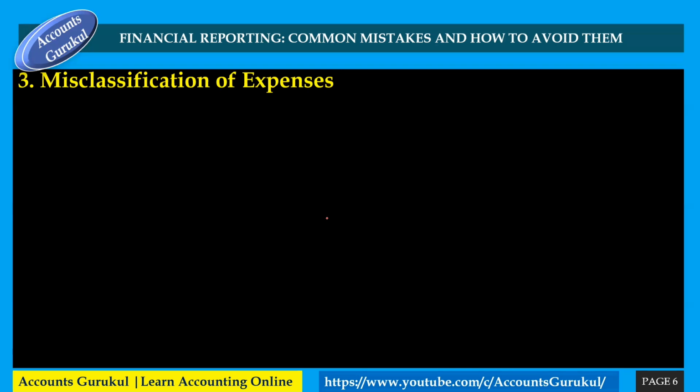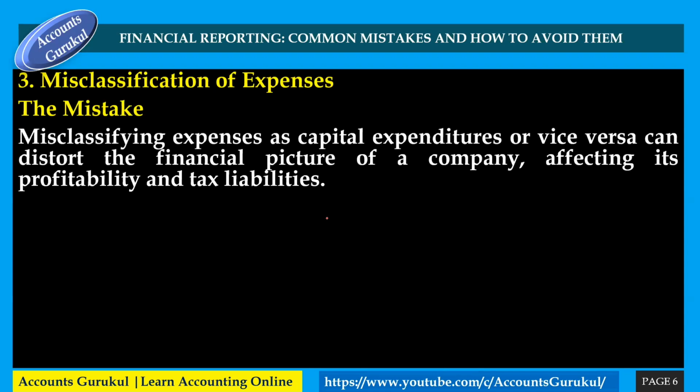So misclassification of the expenses means an expense that should be parked in the balance sheet as a prepaid expense, but you are hitting the P&L as an expense. In addition to that, capital expenditure and operating expenditure. If the capex expenses you are booking in the P&L as OPEX expenses, then that's going to create a problem. So you have to understand that. You have to be well educated about all these things, or else that's going to create a problem. The mistake of misclassifying expenses as capital expenditures or vice versa can distort the financial picture of a company, affecting its profitability and tax liabilities as well.